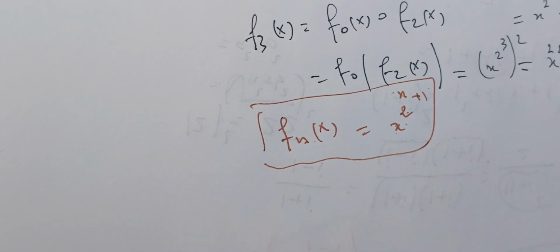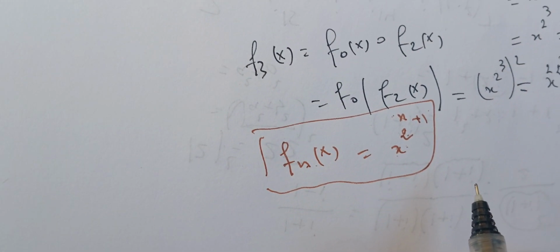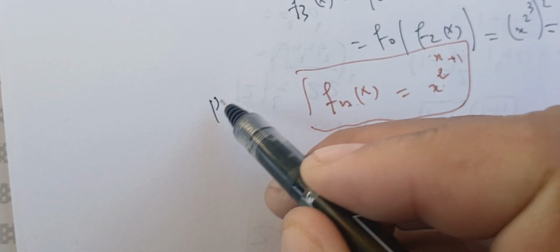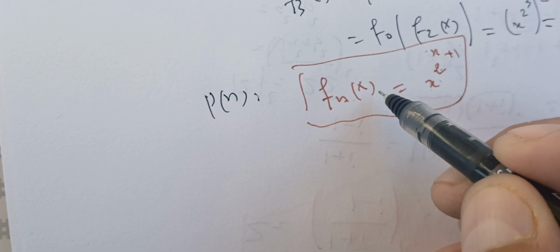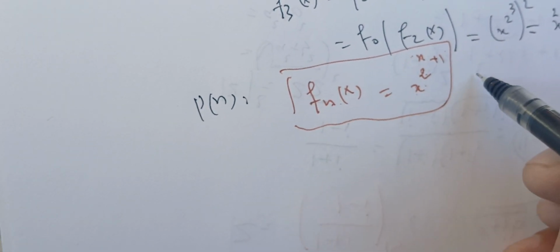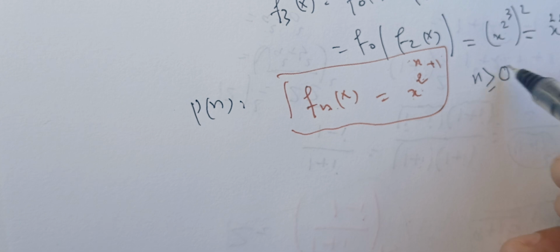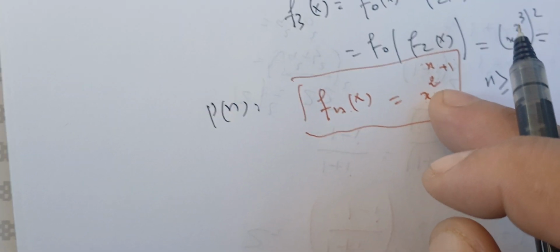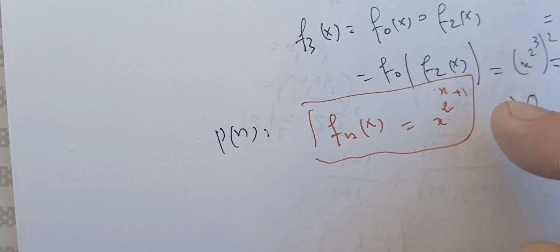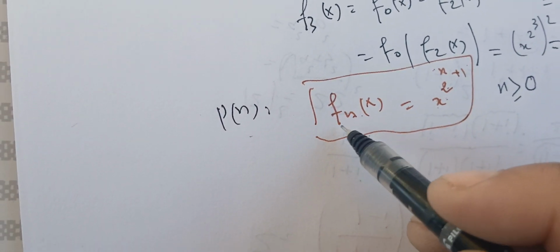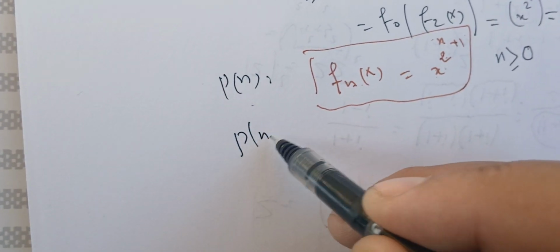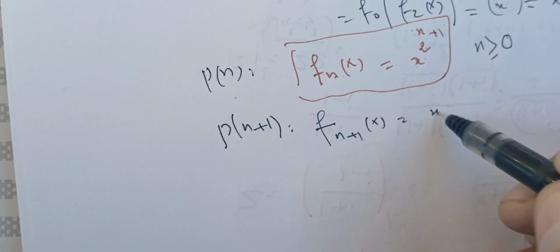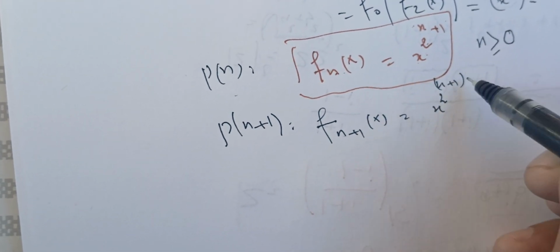Okay? Now, to prove that this is the right formula, I need to use induction. So here I'm going to call this statement P of n: fn of x is x to the power 2 to the power n plus 1, and it's valid for n bigger or equal than 0. So my statement P of 0 is true for n equals 0, for n equals 1, 2, and so on.